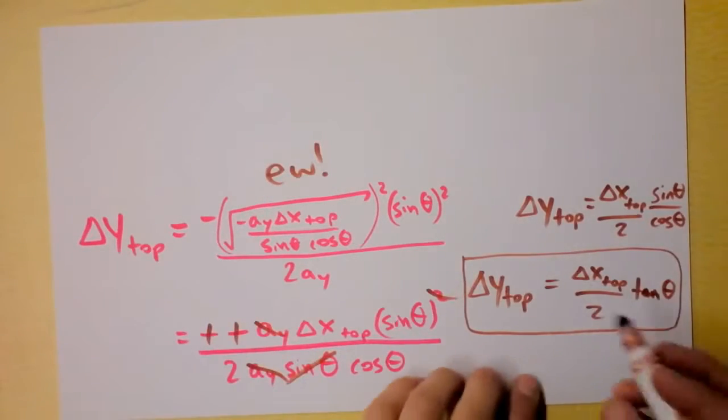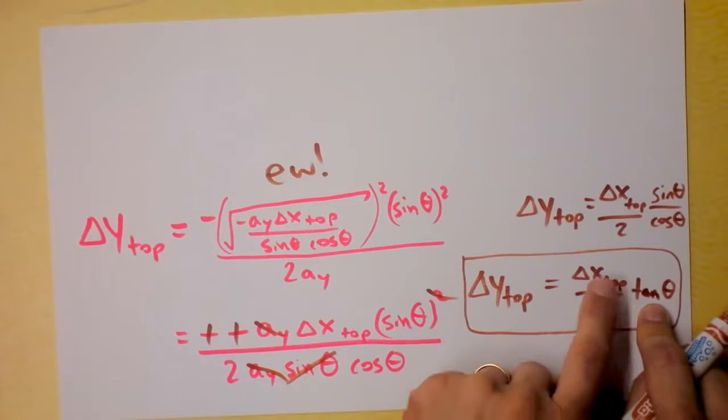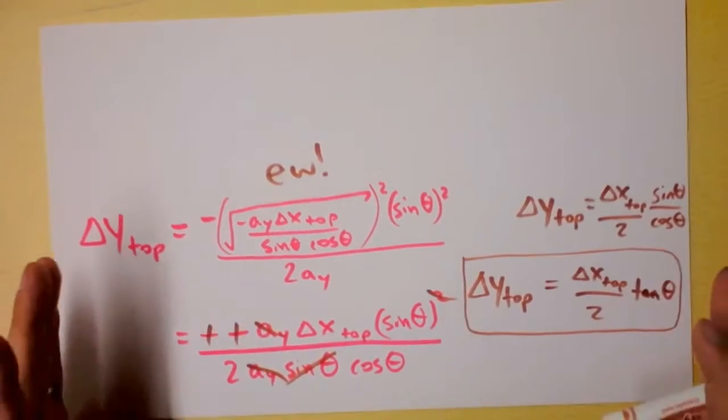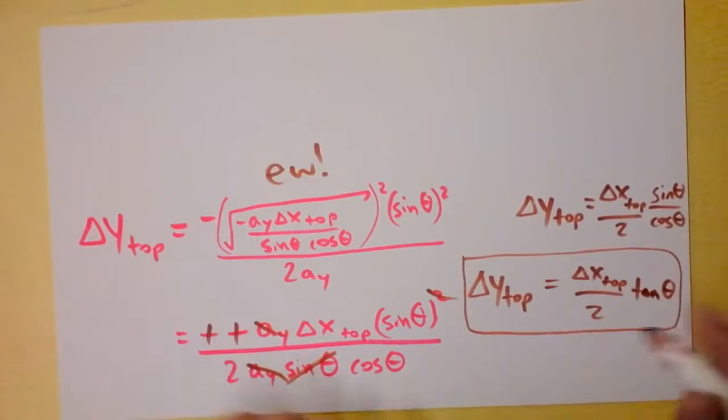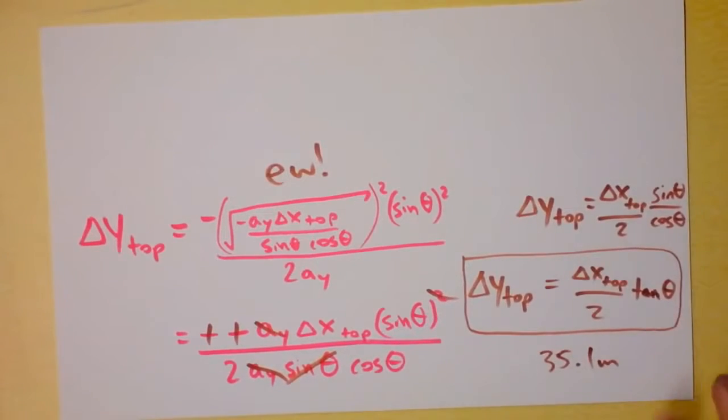And this way, let's see, if we check the units: tangent of theta has no units, right? 2 doesn't have units. But delta x at the top has units of distance, and this has units of distance. So it's really a fantastic problem. And we find that the sucker has gone up 35.1 meters or so. Try it out. Goodbye.